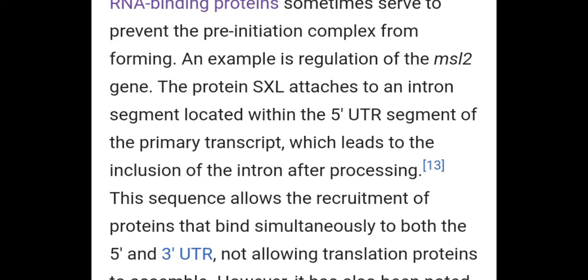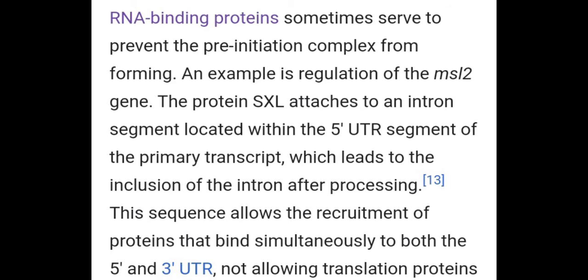Now it has also been shown about the SXL protein. SXL is an RNA binding protein. The full form of SXL is Sex lethal. It is an important post-transcriptional regulator of gene expression in female Drosophila. It encodes an RNA binding protein, which is an important post-transcriptional regulator of gene expression in female Drosophila.